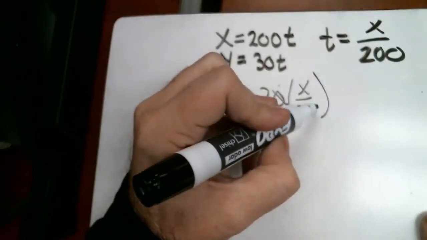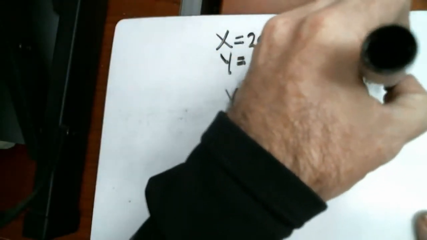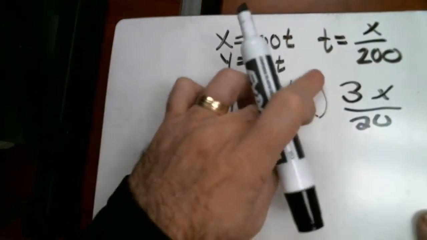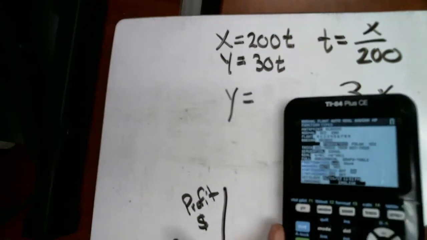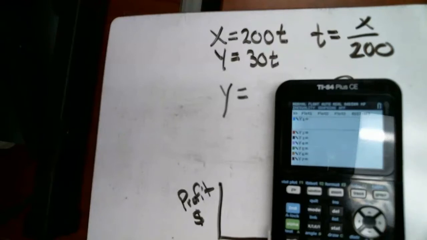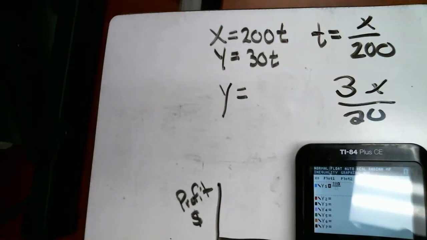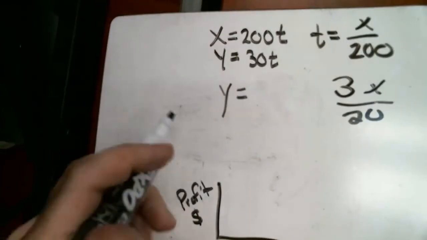So if I do the math here, 10 divided by 10 will have 3x over 20 being our function. Y equals 3x over 20. I'm going to put that in my calculator for now. I'm going to switch back to function mode, and I'm going to put in that function right there of 3x over 20. Okay, 3x over 20 being equivalent to what we got here.